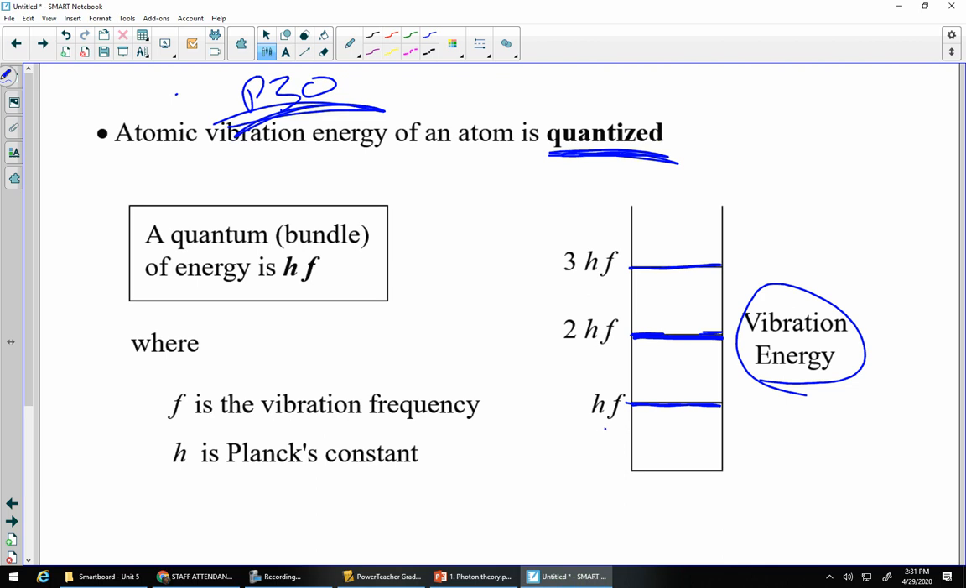Now, what you'll notice with this is that each of these energies is h times f, where h is Planck's constant. There it is. And we'll talk about that more in a bit. And f is the vibrational frequency. So it's Planck's constant times the frequency, and it's a whole number multiple of that frequency. Cool. Okay, so this doesn't really necessarily explain blackbody radiation yet, but we're getting there. So atoms only vibrate with very particular energies.